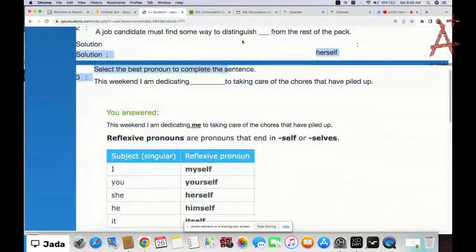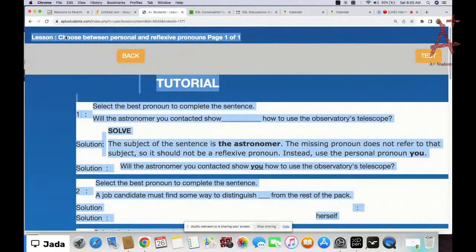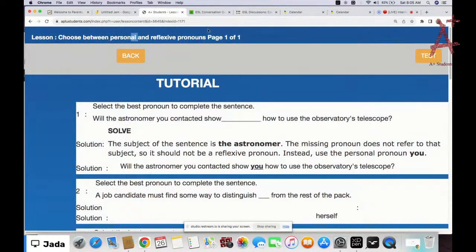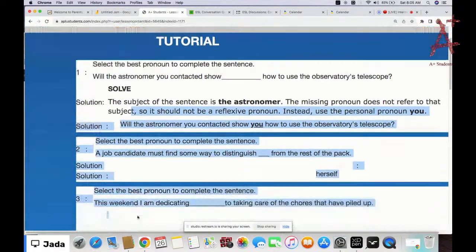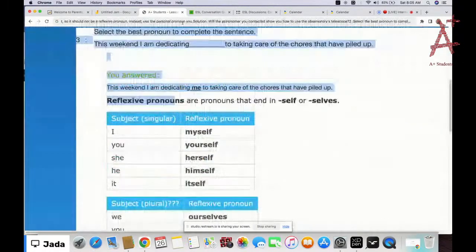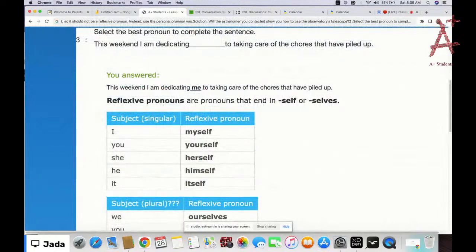Okay, so the first lesson for today is choose between personal and reflexive pronoun. Let's understand the definition first. Reflexive pronouns are pronouns that end in self or selves. You guys know the pronouns that usually end in self or selves. They are the reflexive pronouns, the ones that always end in self or selves.